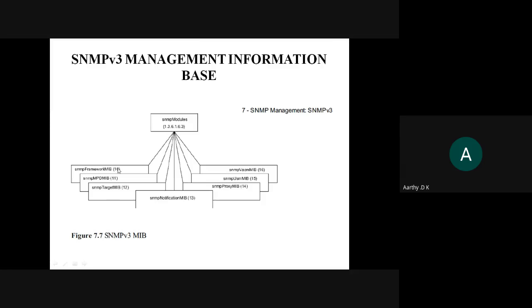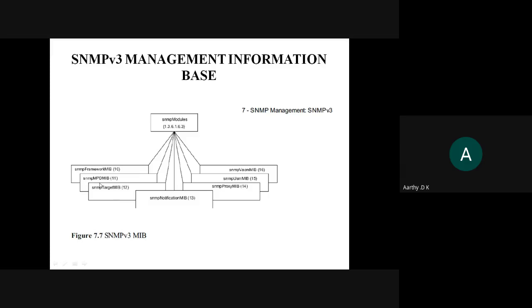Whether it is an object, a device, or any kind of module that we have, everything comes with an object identifier. The SNMP framework MIB is used to monitor or manage the SNMP version 3 architecture. Its work is managing your architecture.